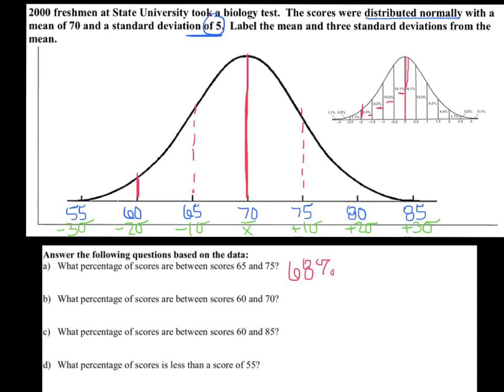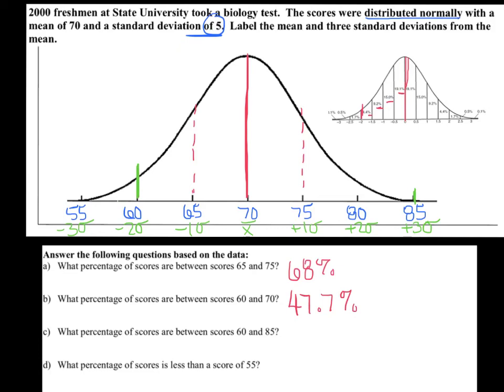When I added those four little percentages together, I got a total of 47.7%. A lot of times they'll be real specific on what they want you to round to. All right, next question. What percentage of the scores are between 60 and 85? Now again, the 60 is 2 standard deviations below, and the 85 is way over here. It's 3 standard deviations above.